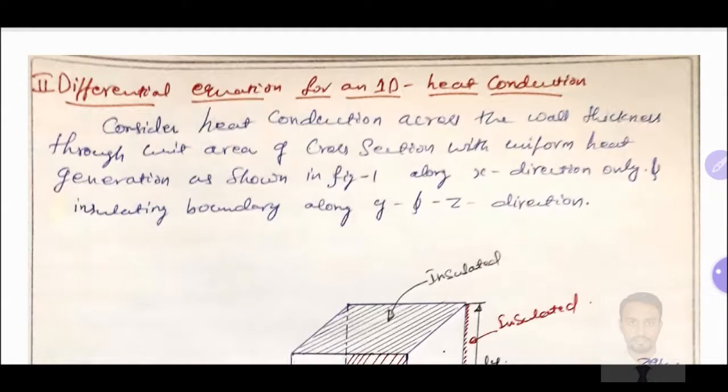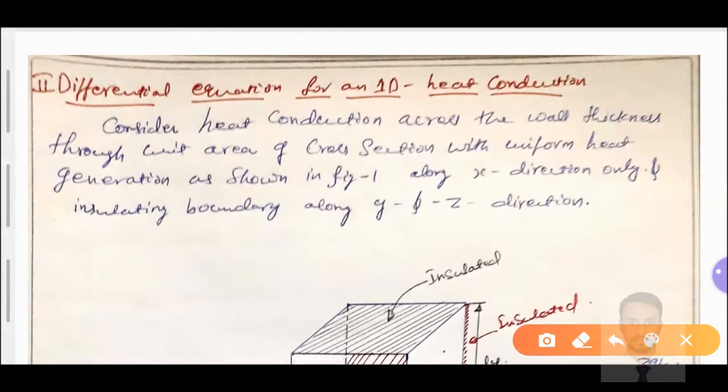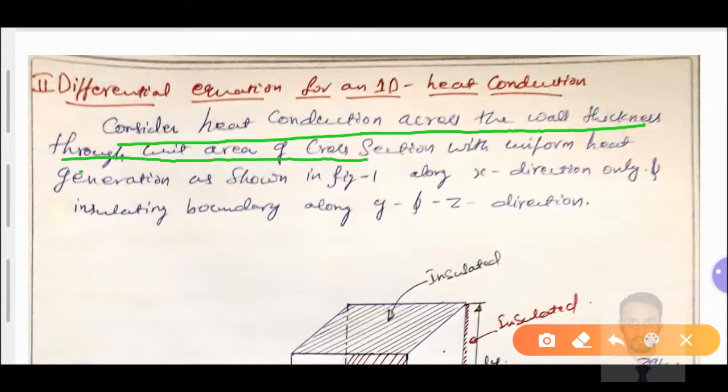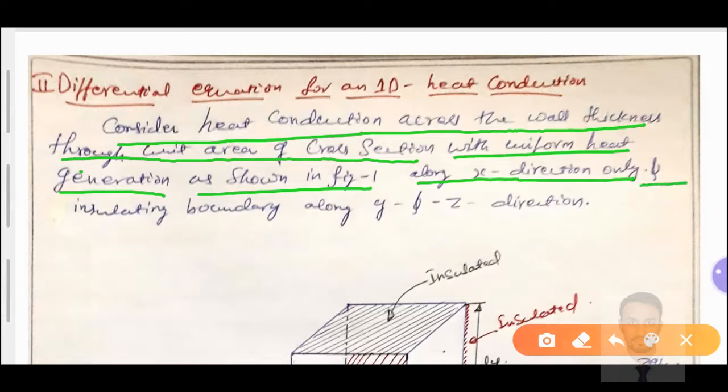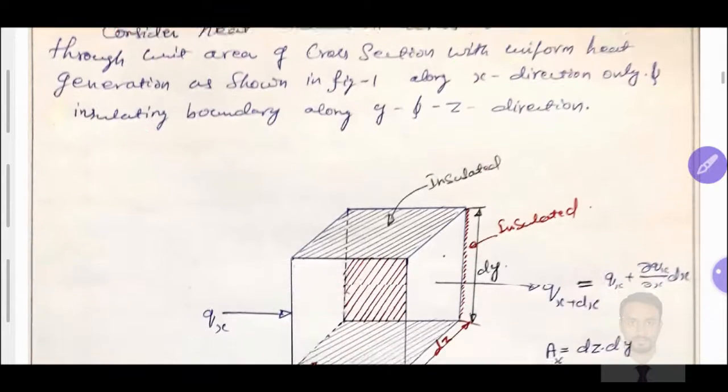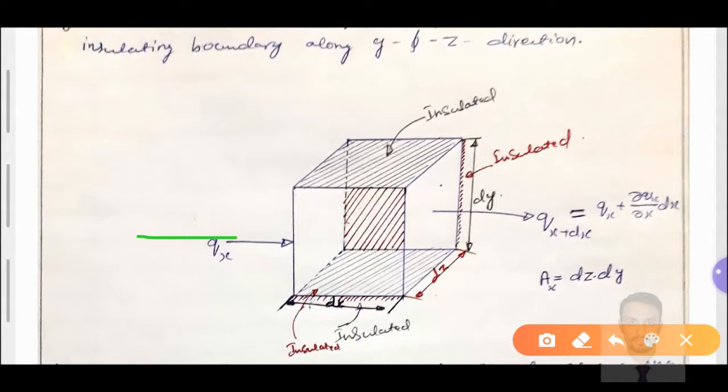To get this differential equation for one-dimensional heat conduction, we'll consider heat conduction across the wall thickness through unit area of cross section with uniform heat generation, as shown in the figure, along the x direction only, and an insulating boundary along the y and z directions. We'll consider a parallelepiped. Here you can see heat flow takes place along the x direction when the heat enters this wall at this particular surface and exits from this surface of the parallelepiped along the x direction.